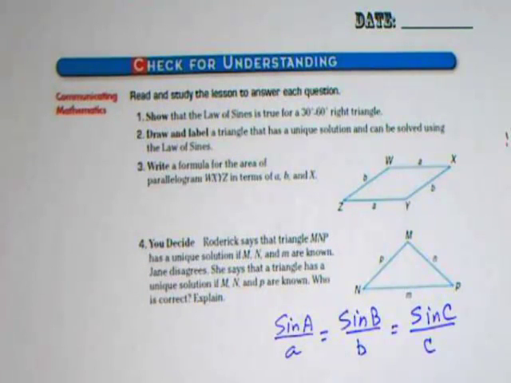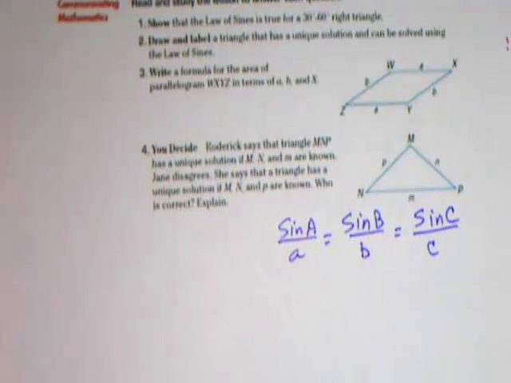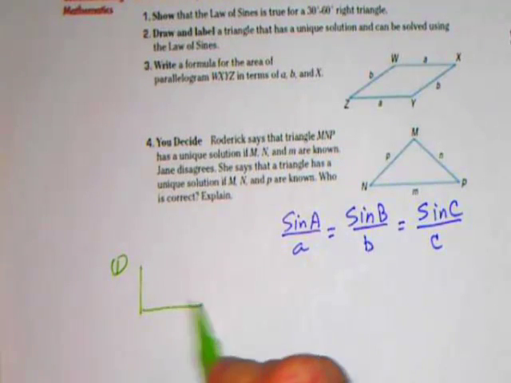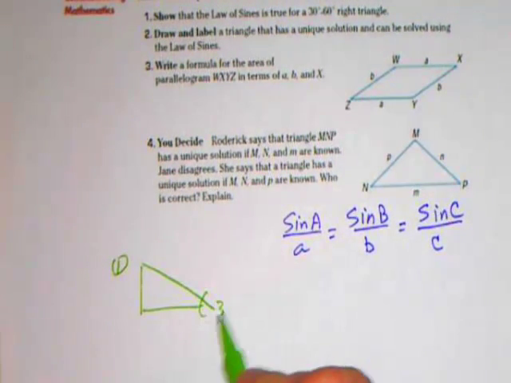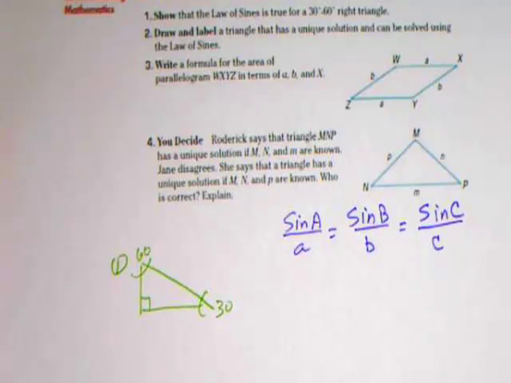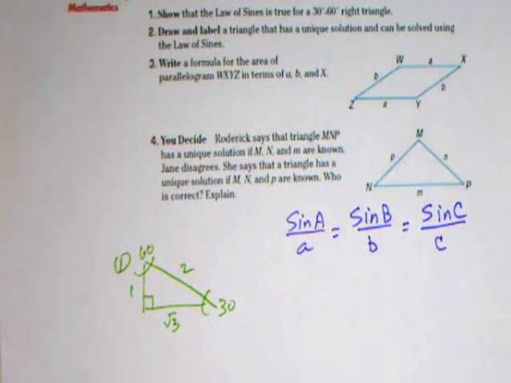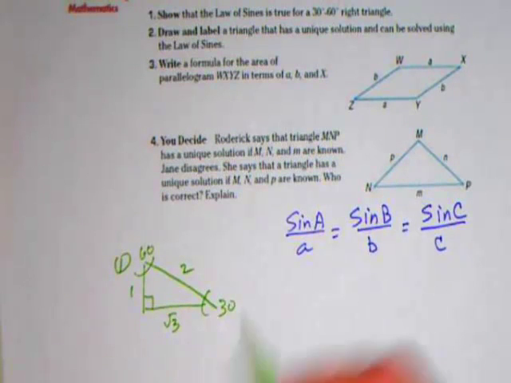So for number one, we need to show that the law of sines is true for a 30-60-90 triangle, a right triangle rather. So I'm going to sketch a 30-60-90 right triangle. Doesn't have to be to scale. So we got that. Now we know from our special triangle ratios that we have a 1, radical 3, 2 set of side lengths in a 30-60-90 triangle. So what we need to do is basically show that these ratios hold up.